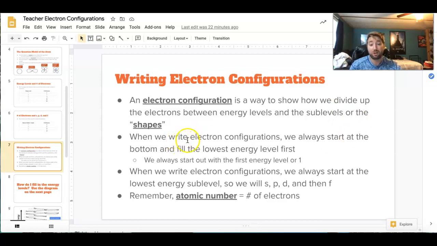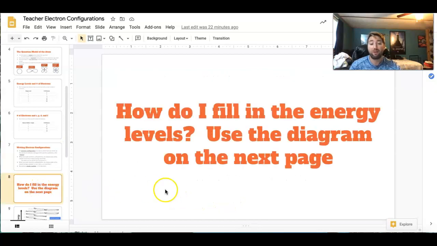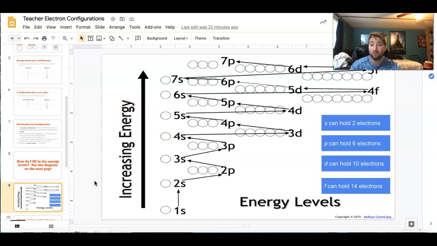When we write these electron configurations, we always start at the bottom and fill the lowest energy level first. So we're always going to start with the number 1, and we're going to fill S, and then we'll fill P, and then D, and then F, and so on and so forth. If you're trying to figure out how many electrons you have to place, just look at the periodic table, and the number of electrons is going to be equivalent to the atomic number. Alright, so how do I fill in the energy levels? Like if I'm given a certain number of electrons, how in the world can I figure out what to do?